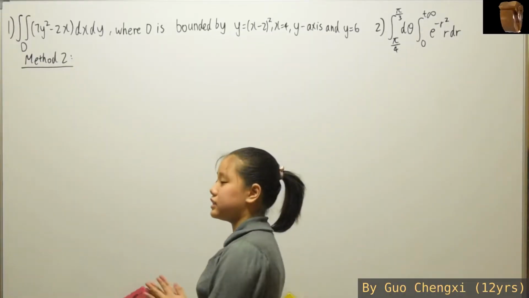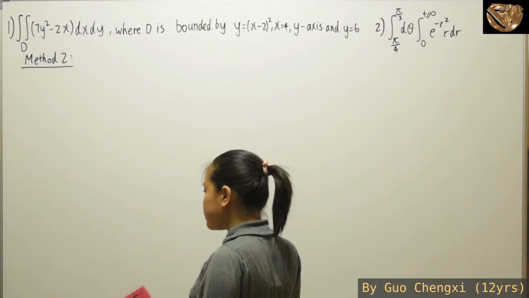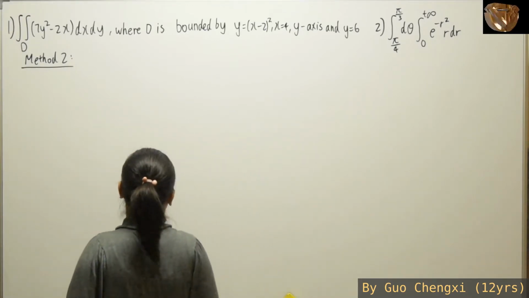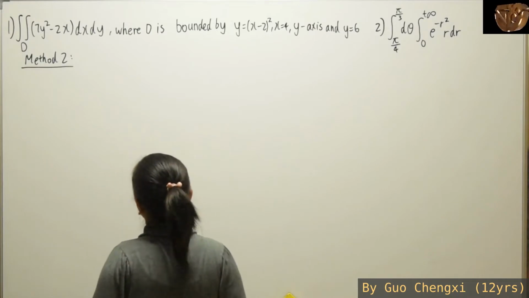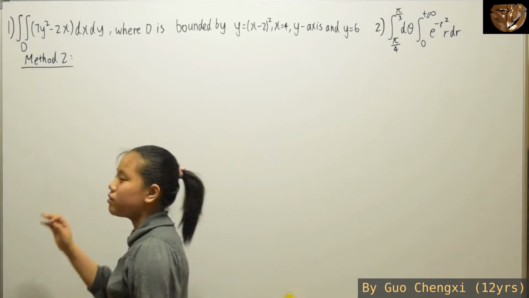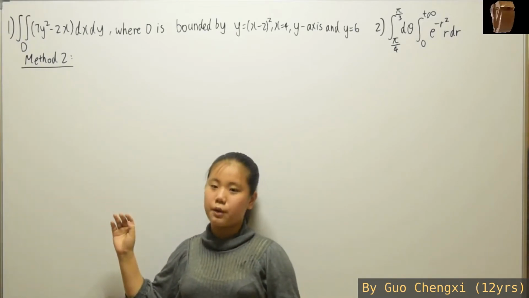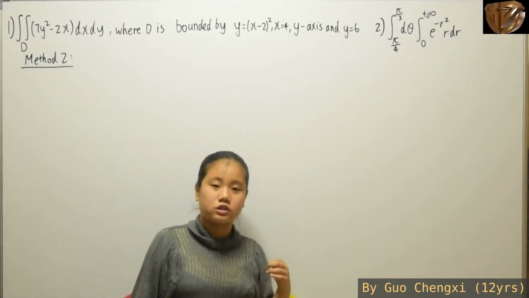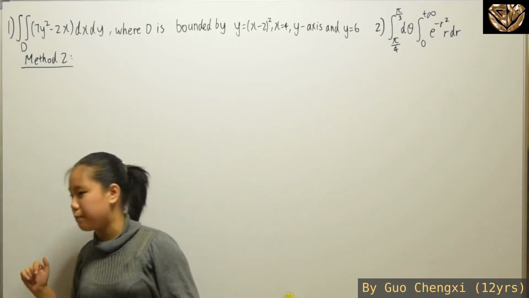So for this lesson, we'll be continuing on with the techniques and applications for definite integration. For this lesson of definite integration, we have these two examples. If you're wondering why this example is a method two, you can go back to previous videos and watch the first method for this example.